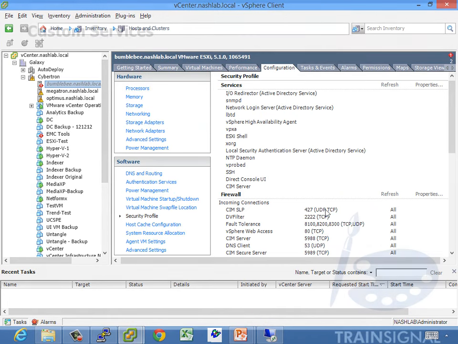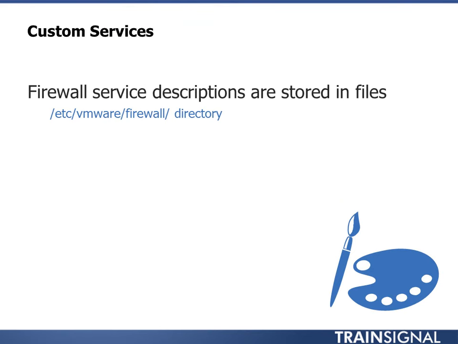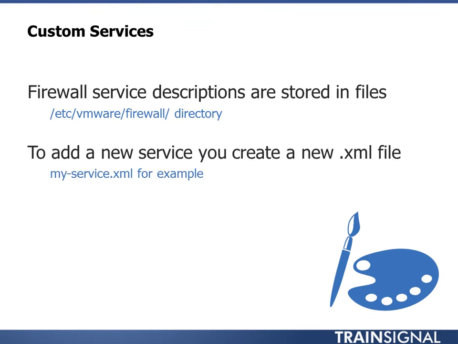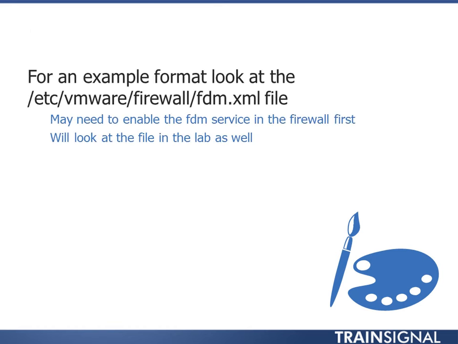Nothing to see there. So to do custom services, you actually create some new files. The descriptions or the config files for the services are stored in /etc/vmware/firewall. To add a new service, you create a new XML file. Name it whatever you want to name it, myservice.xml, whatever you want to call it. And for an example, look at the one that exists. I believe this one exists if you enable HA, because this is the fault domain manager file. It's /etc/vmware/firewall/fdm.xml. And you may need to enable the FDM, like I said, to see this file. And we'll look at this file here in the lab.